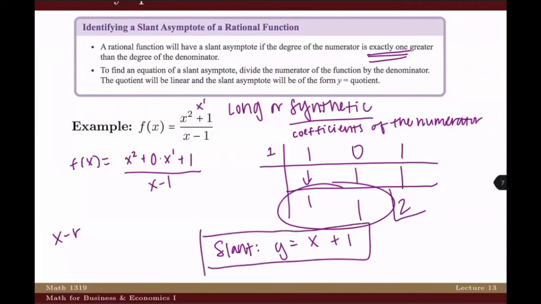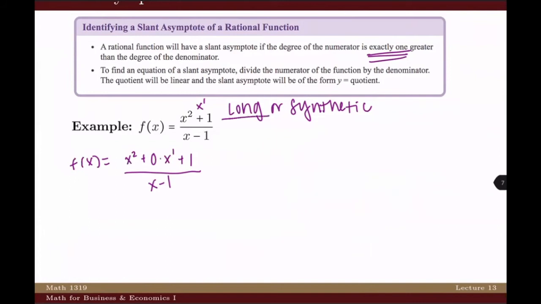All right. I'm going to go ahead and show y'all how to do this with long division. If you know long division or prefer synthetic, you're welcome to skip ahead in the video. So for long division, you're going to do x minus 1 dividing into x squared plus 0x plus 1.